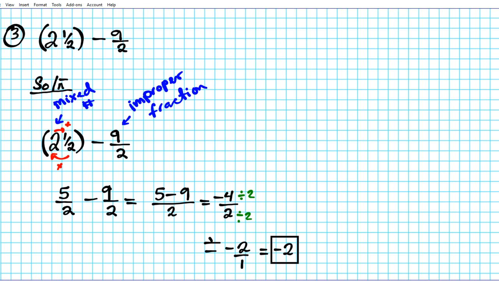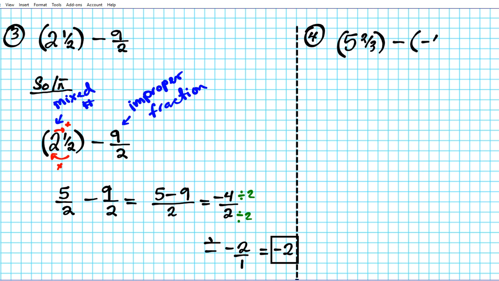Alright, now let's take a look at the last one, question 4. Let's say you want to find the difference between 5 and 2/3 and negative 4 and 1/3. Okay? Alright, so what's this going to be? So let's take a look at what we have right here.